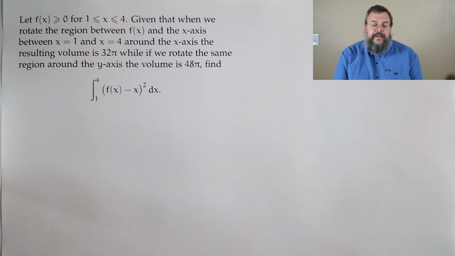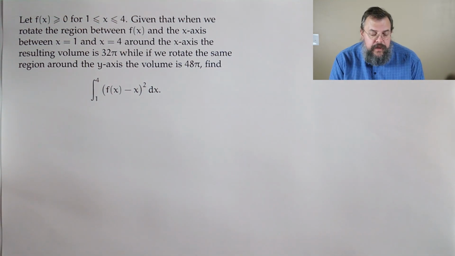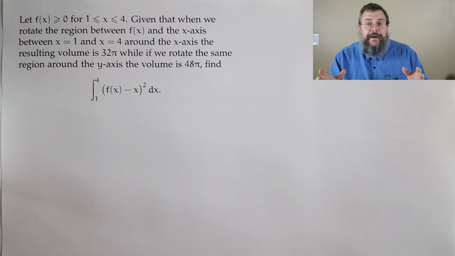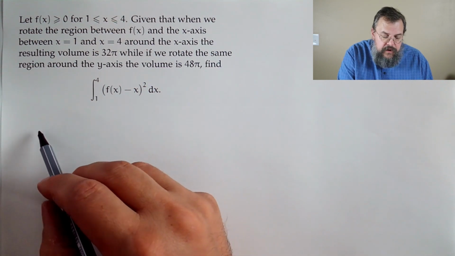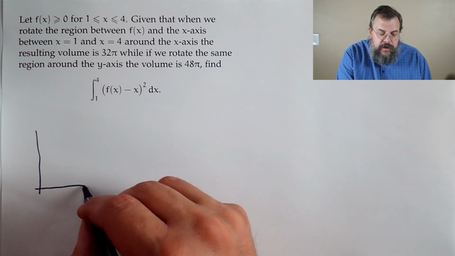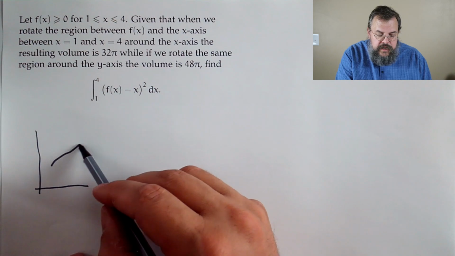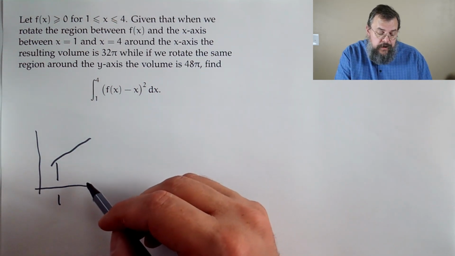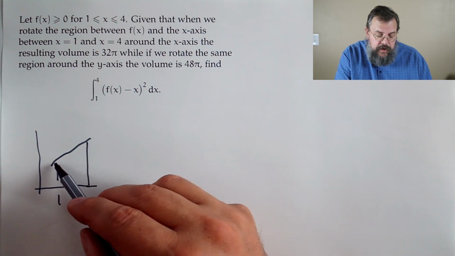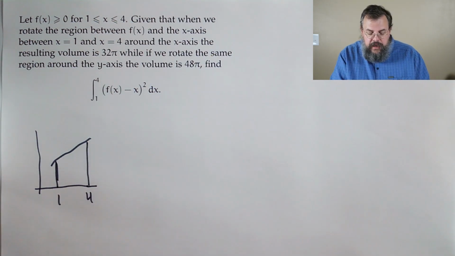So, let f of x be something which is greater than or equal to 0 for x between 1 and 4. Okay, well that's interesting. So we really don't know much about what f is. All we know is it's doing something. So what do we have? Well, let's just say it does this. Maybe, probably not. We don't know, but it's doing something. There's 1, there's 4, and here's our region.